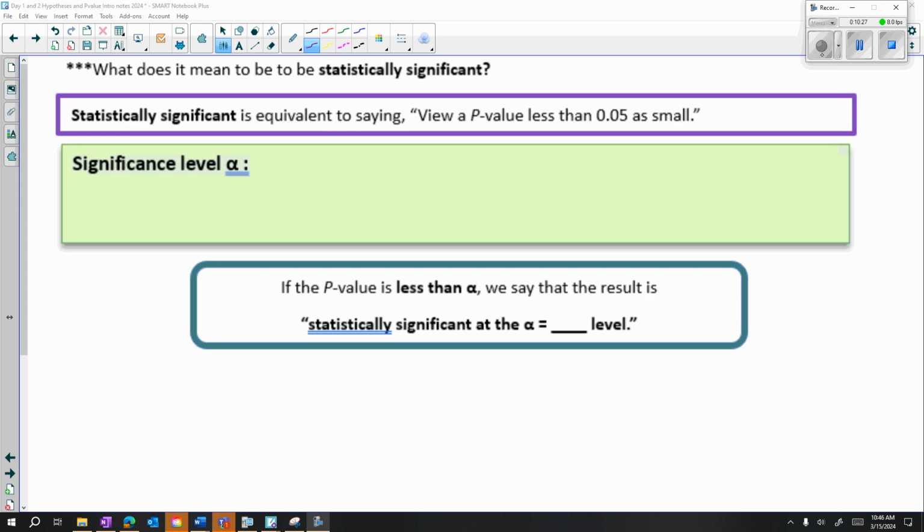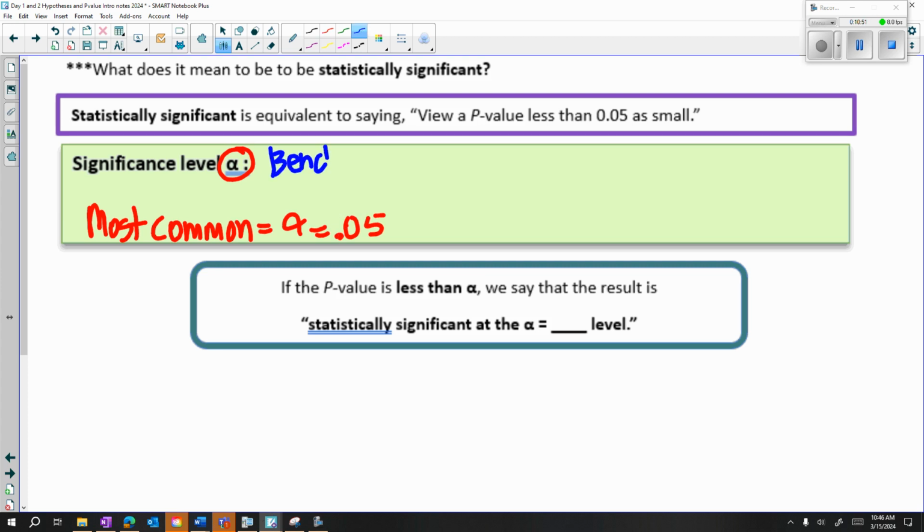So when we do reject that null, that is called statistically significant. So when we reject the null, we say the p-value is statistically significant at the alpha level. That alpha level here is shown here and there. Again, the most common one is 0.05. And basically, it's a benchmark that statisticians use to reject H0.